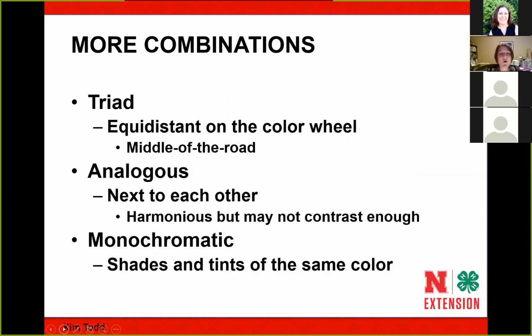And then there's a whole bunch more combinations that we can have. We can have triads, which are equidistant from each other on the color wheel. They all kind of work together. They're kind of middle of the road. We have analogous, which are next to each other on the color wheel. They might not show enough contrast, but they all work kind of well together. And then we've got the monochromatic, which are shades and tints of the same color.